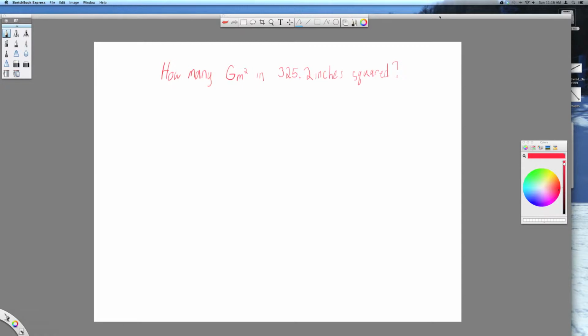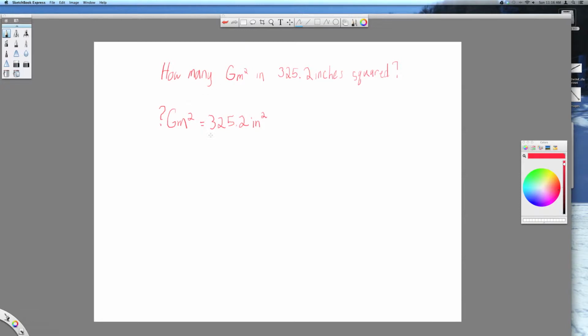So let's set it up here. We said how many gigameters squared. That capital G is a gigameter. How many gigameters squared equals, and what's the given value? 325.2 inches squared. I'm just going to write inches abbreviated squared.